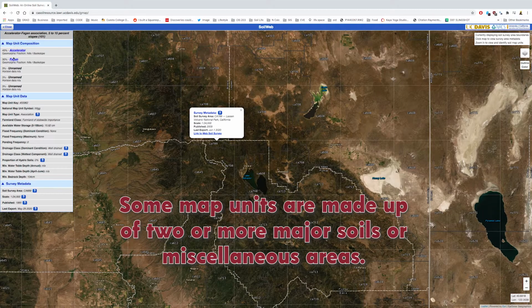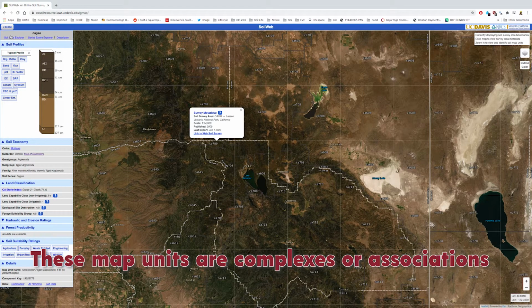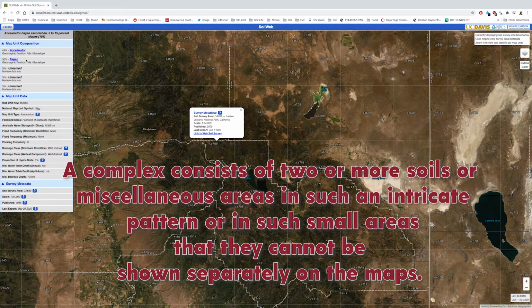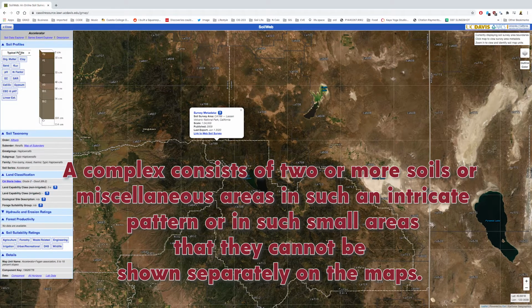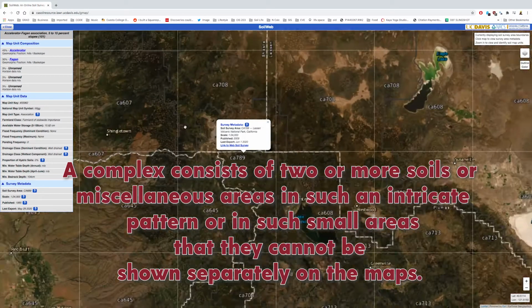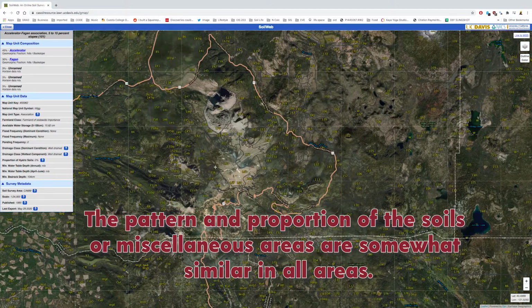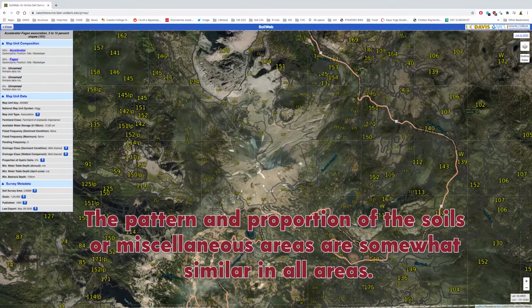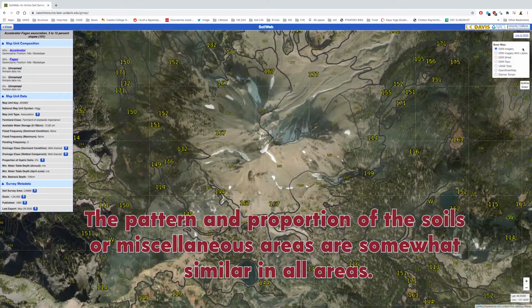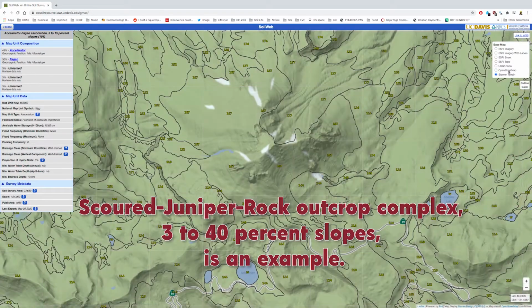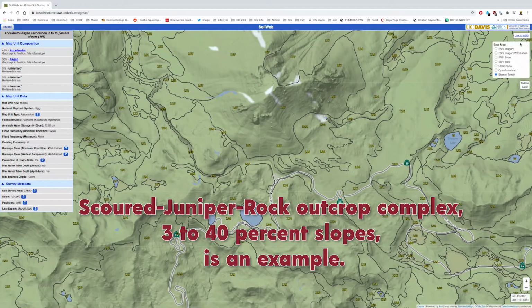Some map units are made up of two or more major soils or miscellaneous areas. These map units are complexes or associations. A complex consists of two or more soils or miscellaneous areas in such an intricate pattern or in such small areas that they cannot be shown separately on maps. The pattern and proportion of the soils or miscellaneous areas are somewhat similar in all areas. Scoured juniper rock outcrop complex, 3 to 40 percent slopes, is an example.